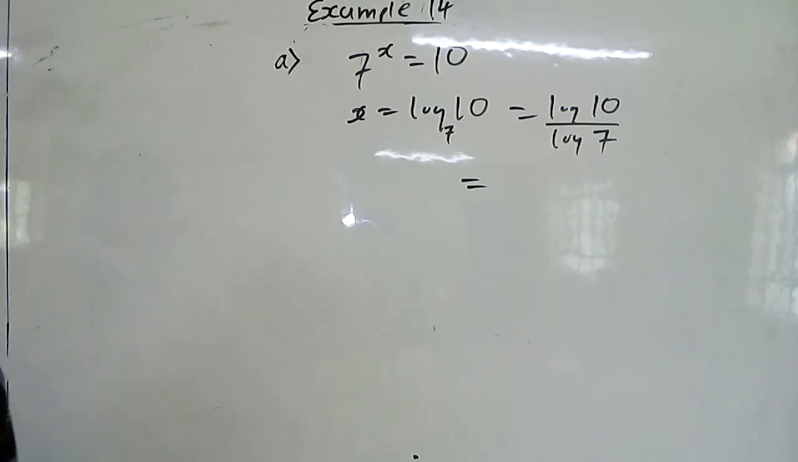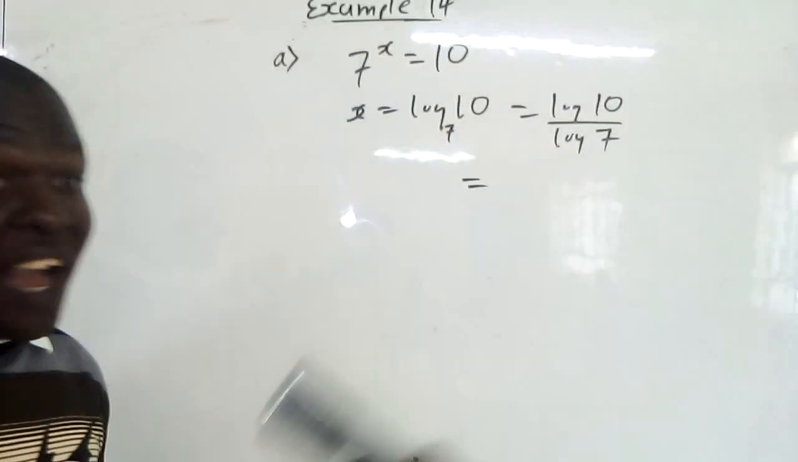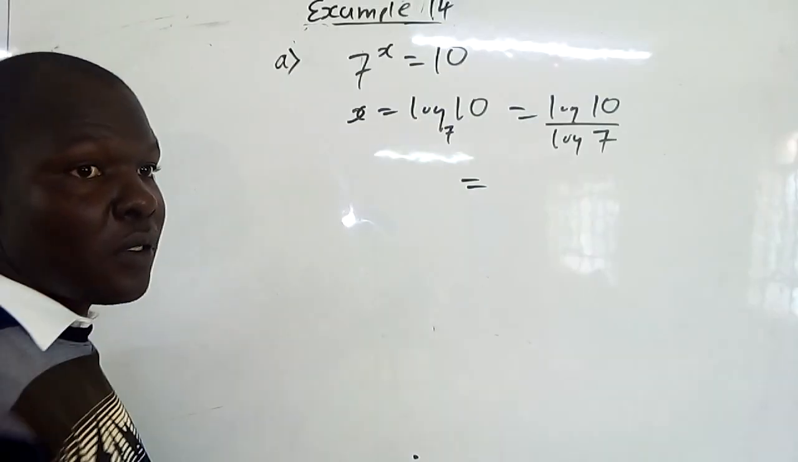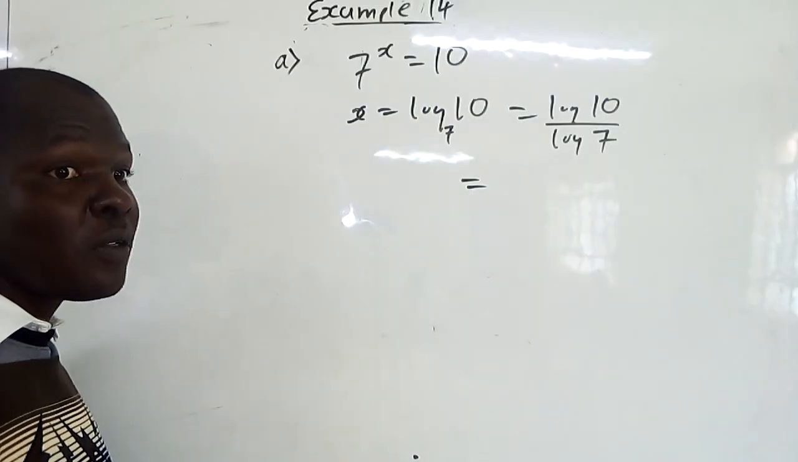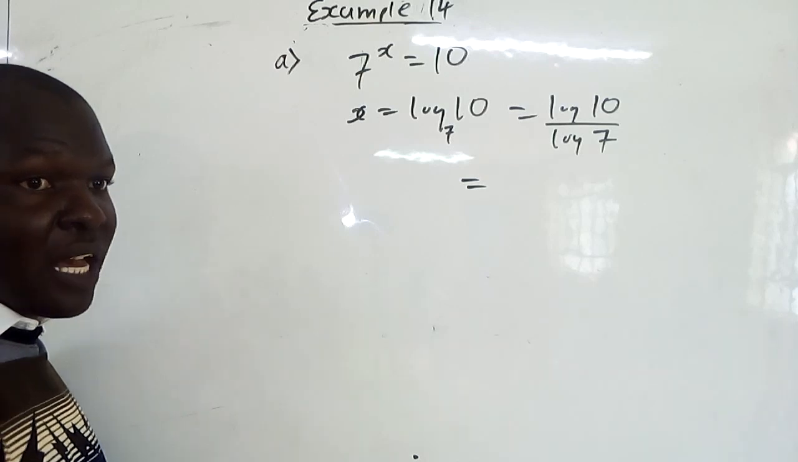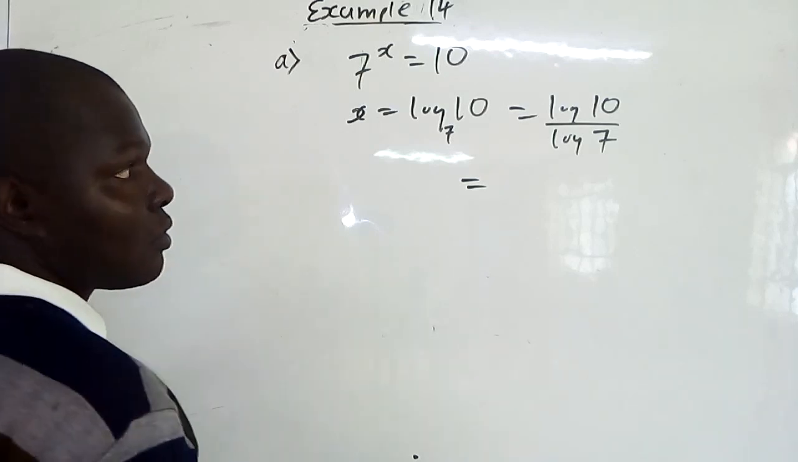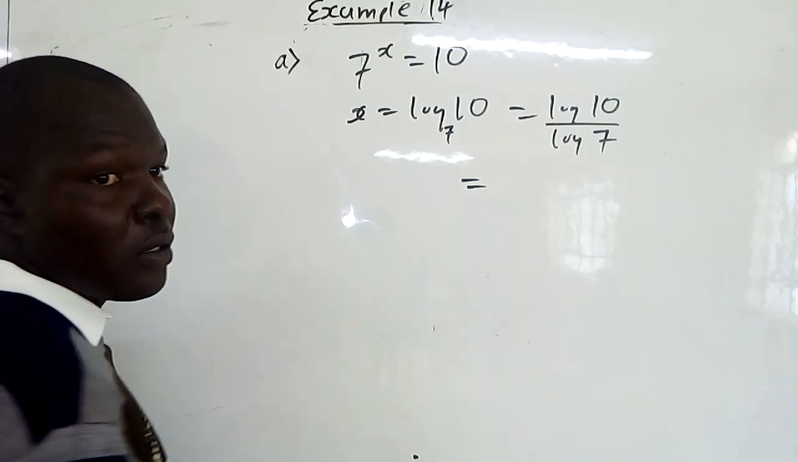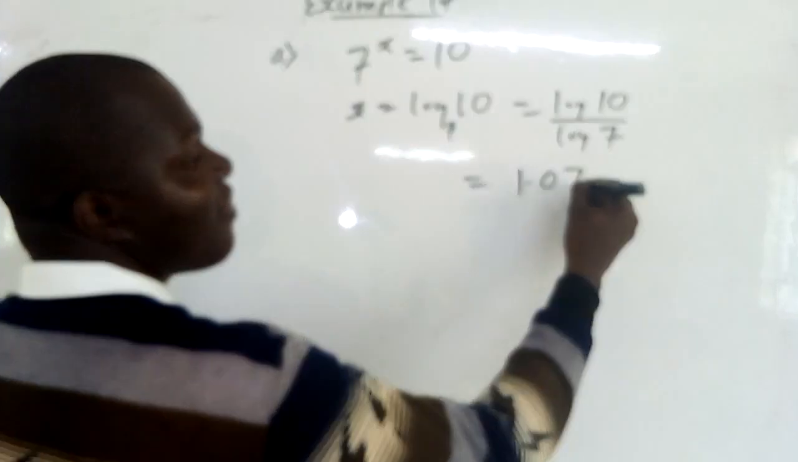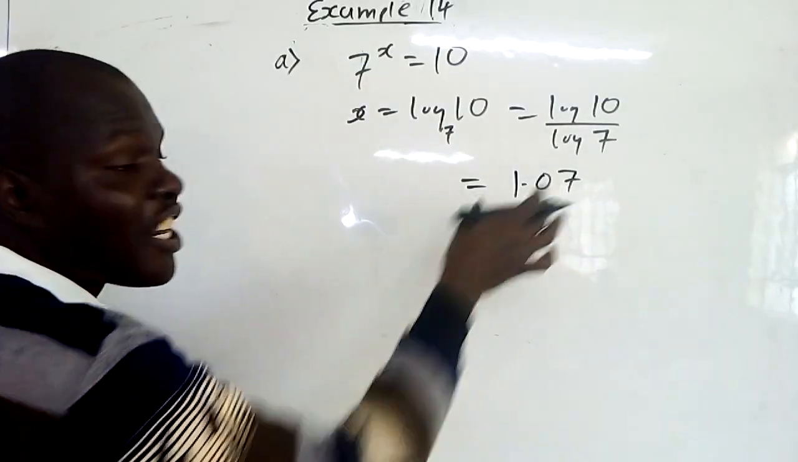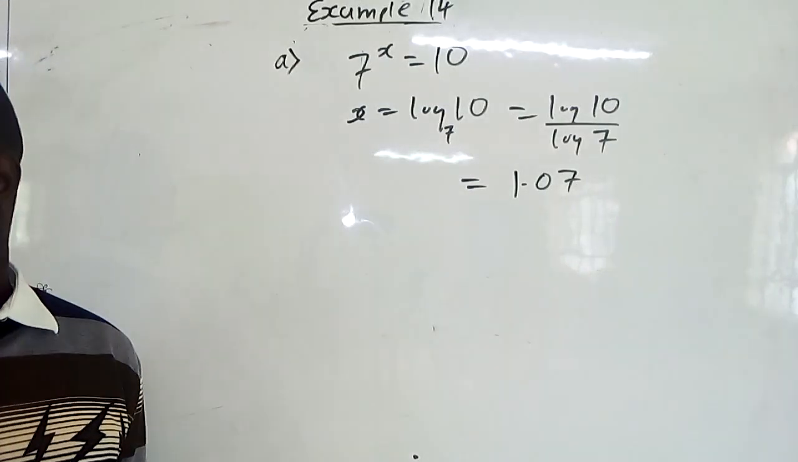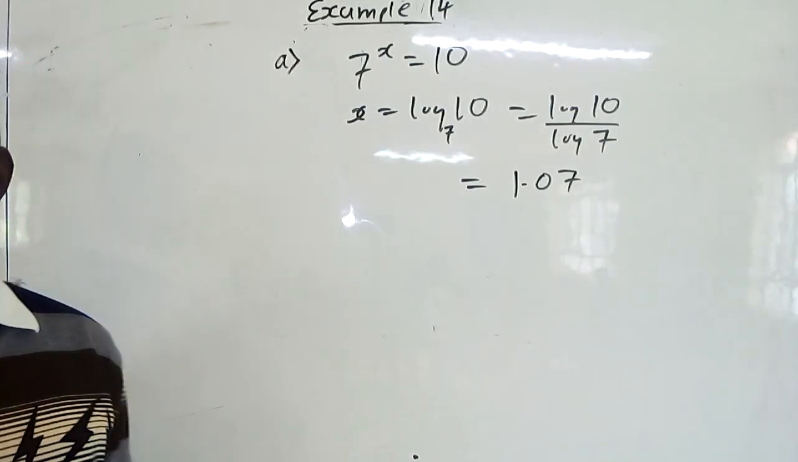Log 10 divided by log 7, you have 0 point. What have you found? I want the answer. 1.07, 3 significant figures, isn't it? Those are 3 significant figures. Are we together? And you are done.